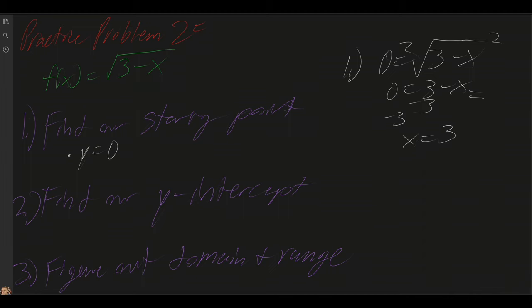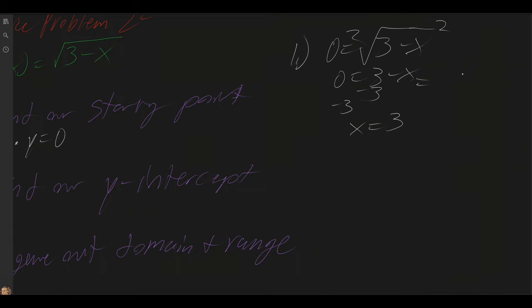The reason being is because when we move this 3 over, in fact, just to make things clearer for everyone, it's negative 3 equals x. We can just shift this around and then divide by negative 1. Nothing changes. And then we just have x is equal to 3. So that's our starting point.